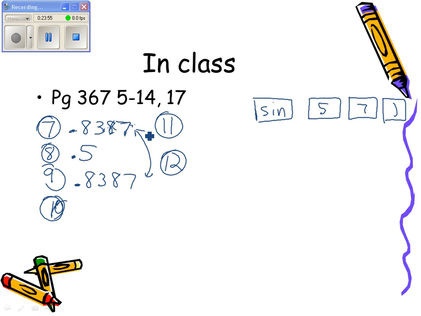Number 10 is the tangent of 30. So we hit tangent 30, hit enter. You get 0.5774. Number 11, tangent of 45.